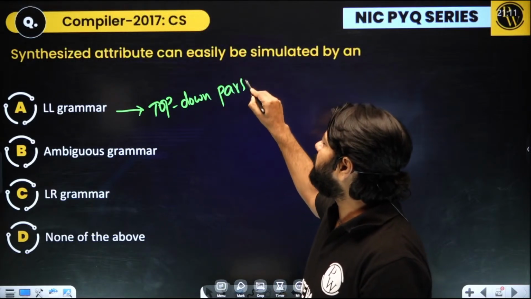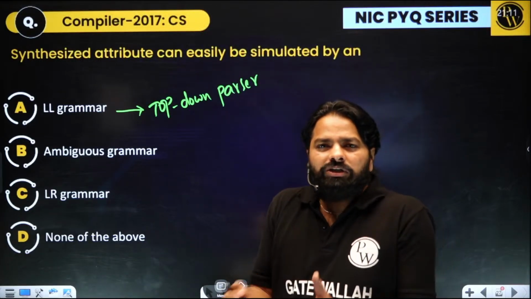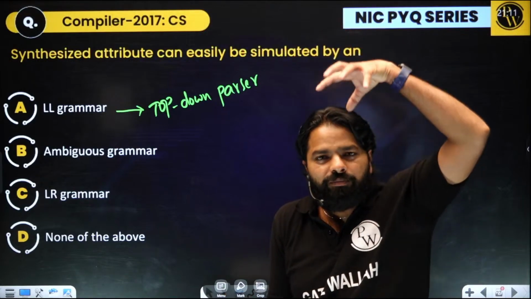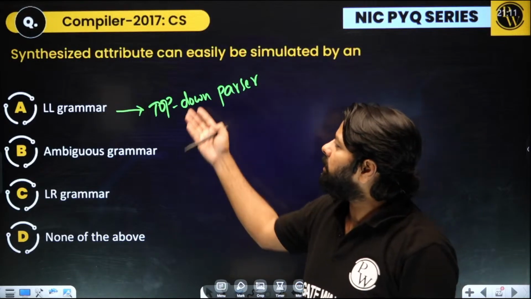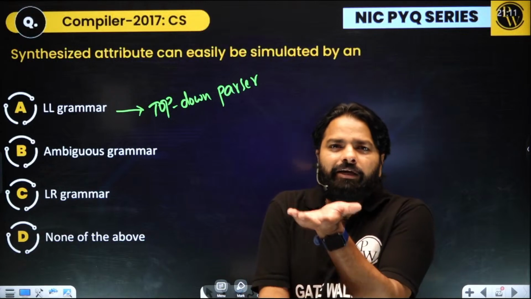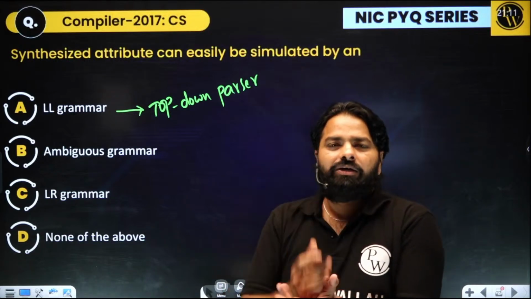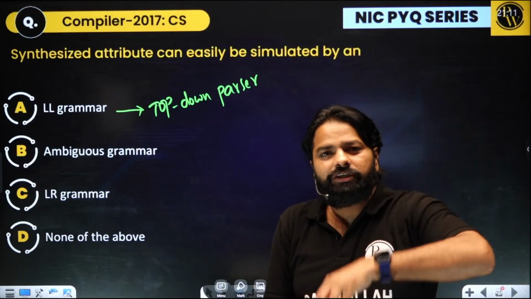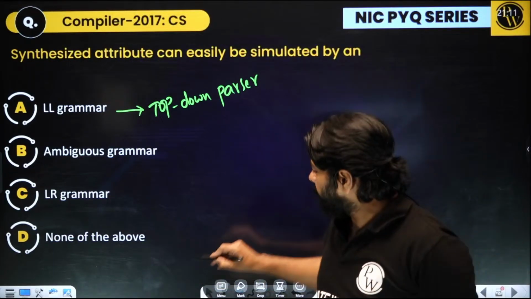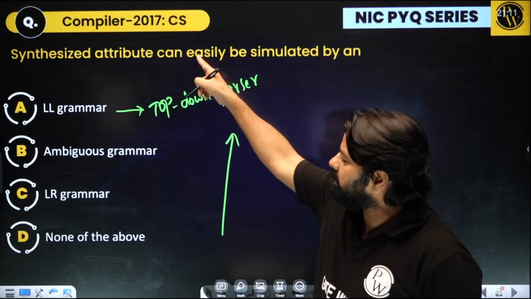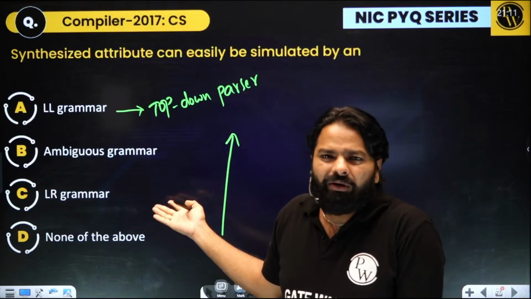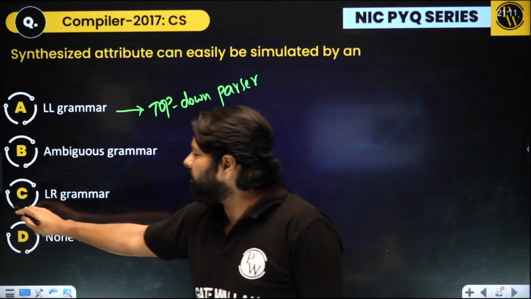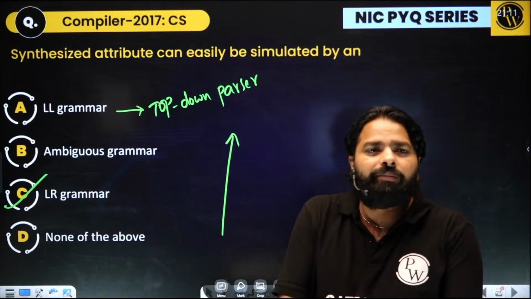In top down parsers we do not understand how the child is computing. We always go from parent to child. But synthesized attributes depend on the child: the parent depends on the child, so the child will be computed first, then the parent. So you go from bottom to up in the synthesized attribute. In ambiguous grammar we don't understand anything here, but in LR grammars we have that relation, the bottom up parser concept.